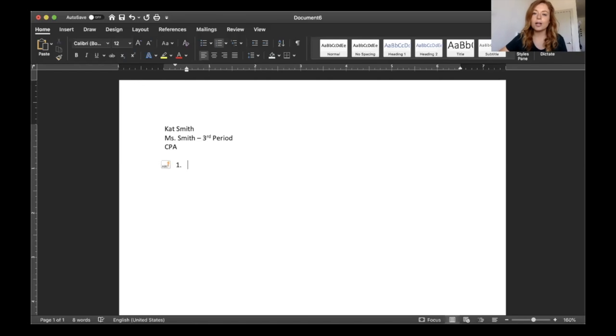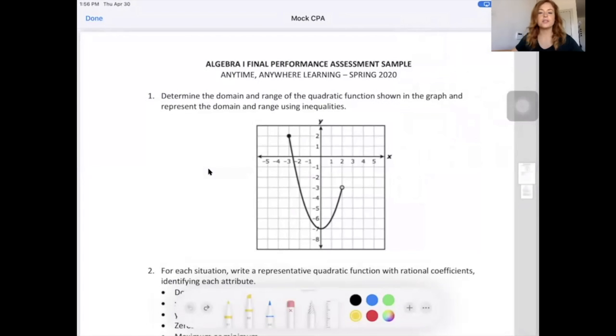So let's go look at our mock CPA so that we can see what kind of questions we're going to see. Here's question number 1 on our sample performance assessment. It says determine the domain and range of the quadratic function shown in the graph and represent the domain and range using inequalities. Okay, so domain and range. Hopefully we remember domain are x values, left to right. So we ask ourselves, how far left, how far right? And if we are working with range, it is our y values, up and down. So we're going to ask ourselves, how low can we go? How high can we fly? Keep those things in mind.